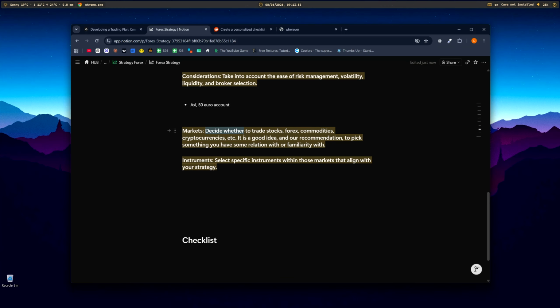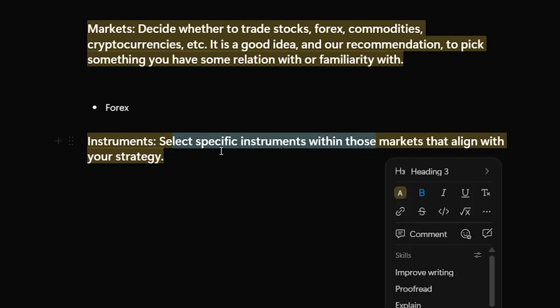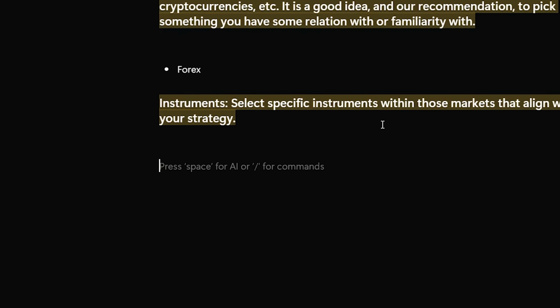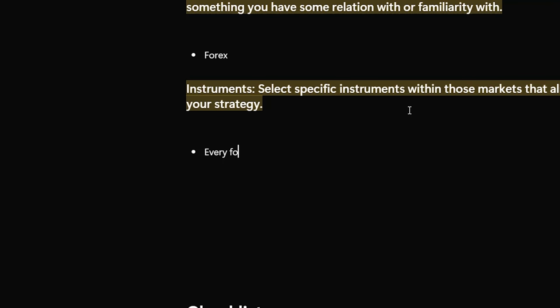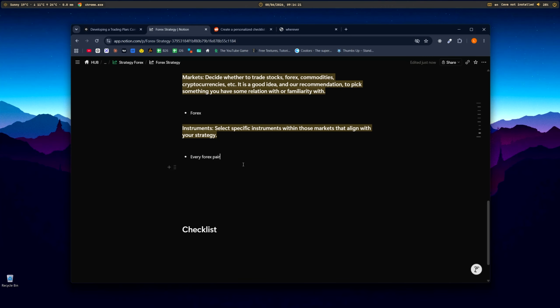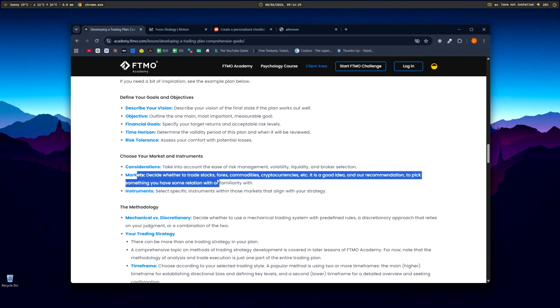Market: decide whether to trade stocks, forex, or commodities. A good recommendation is something you have some relation or familiarity with. Yes, Forex. Select specific instruments within those markets that align with your strategy. Basically, every Forex pair trading swing. There are not really a lot of setups, so I need to expand my watch list.